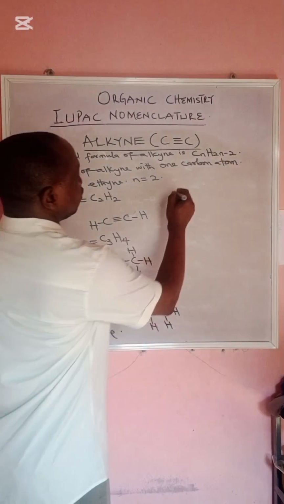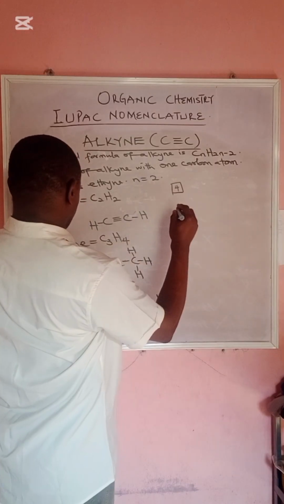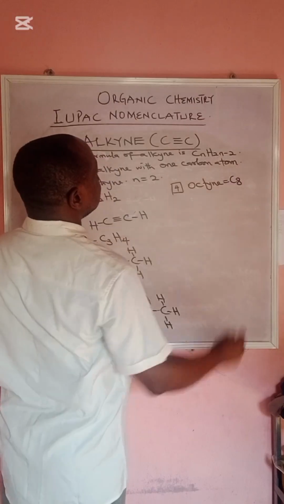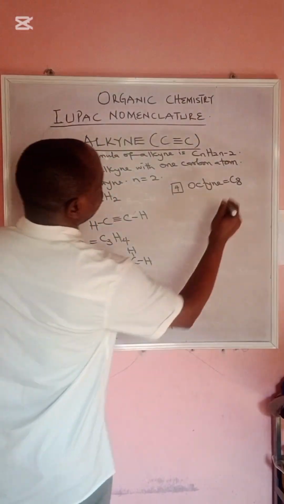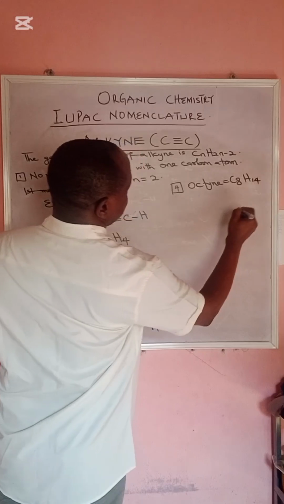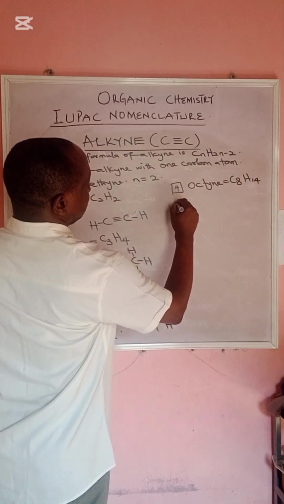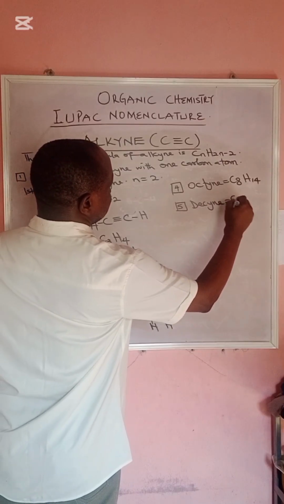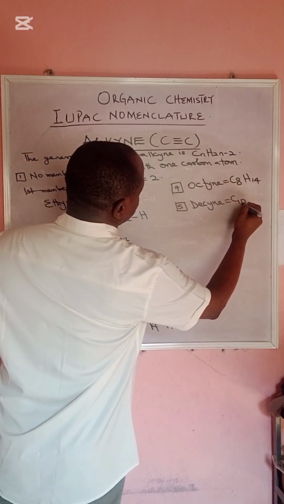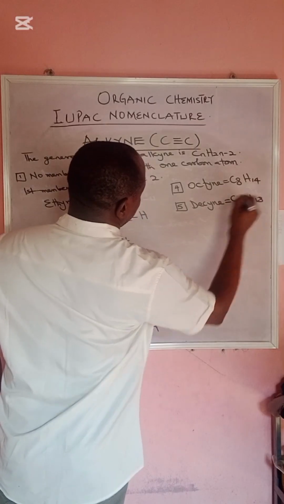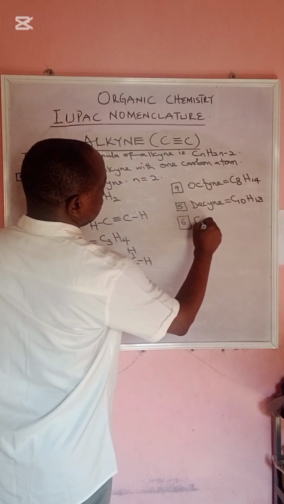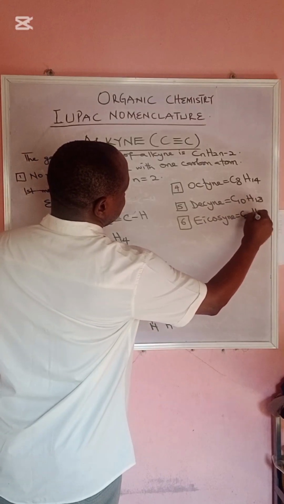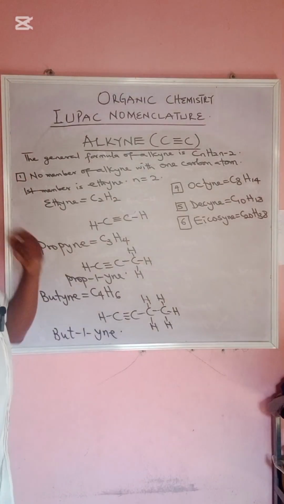So number 4. Let's see, you want to write the structure of octane. You know, that would be C8: 2 times 8, 16, 16 minus 2 is 14. Let's say you want to write the one with 10 carbons. That is C10: 2 times 10, 20 minus 2, 18. Then for C20, H38, when you apply the formula.